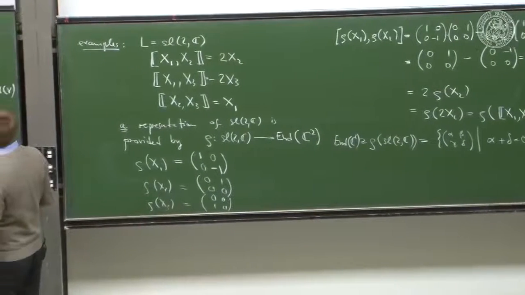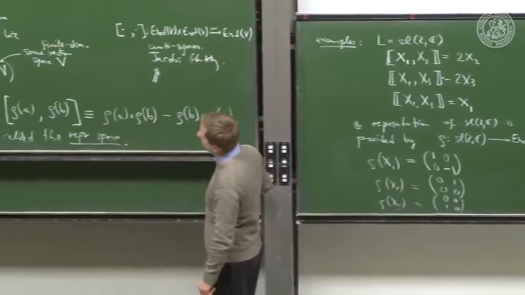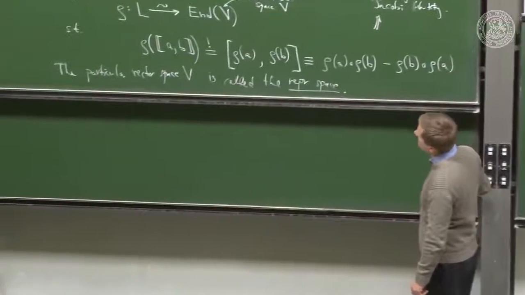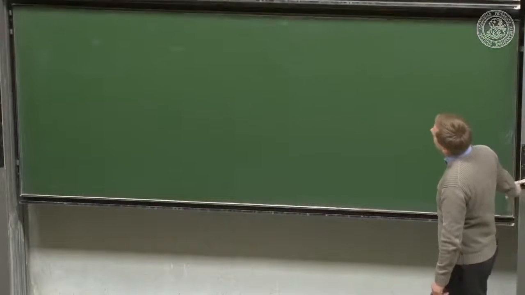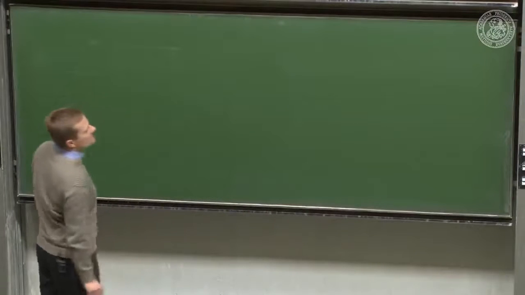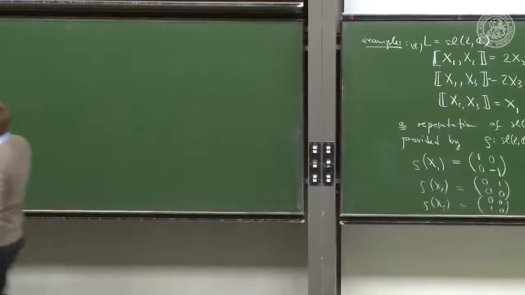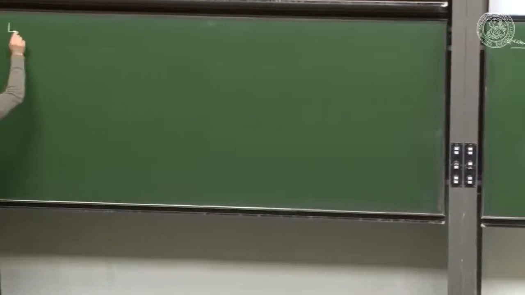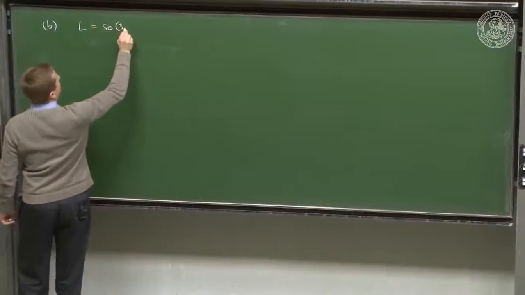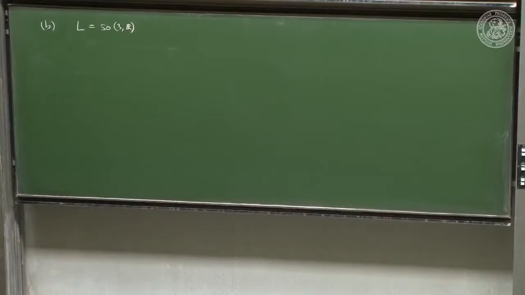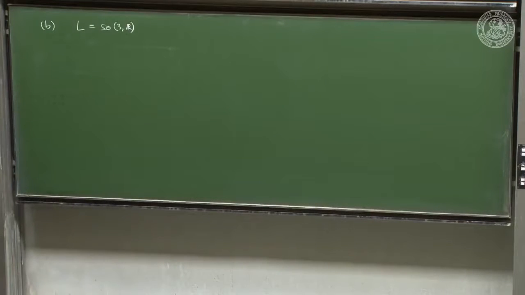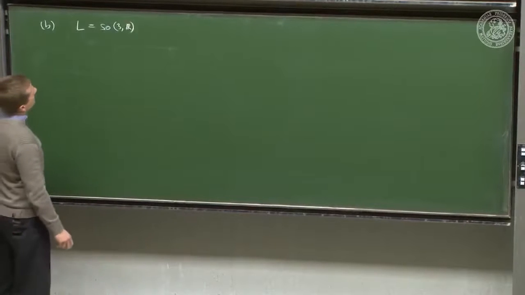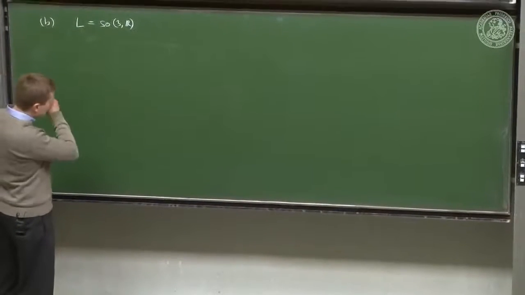Now, an algebra that appears in physics very often is the rotation algebra. So this was the first example, A. And let's have an example, B. You can have so(3, R), the rotations, well, that's the idea. That's the Lie algebra that comes from the rotation group.